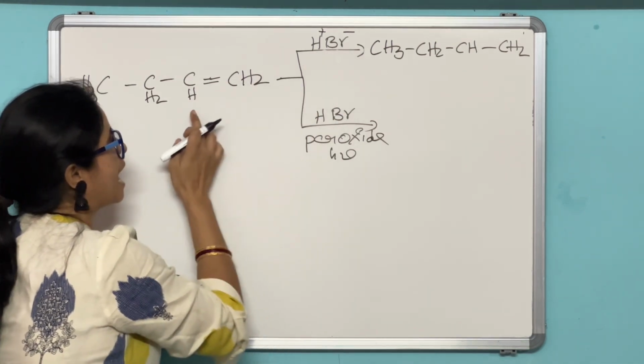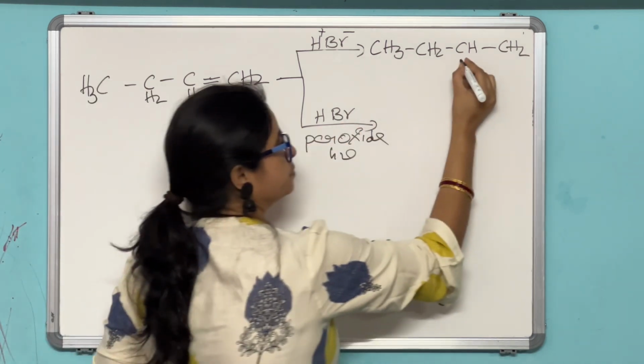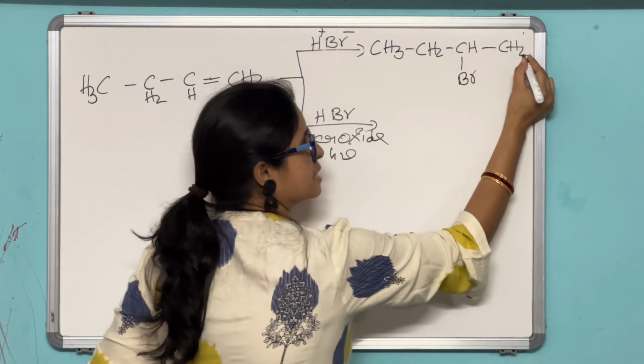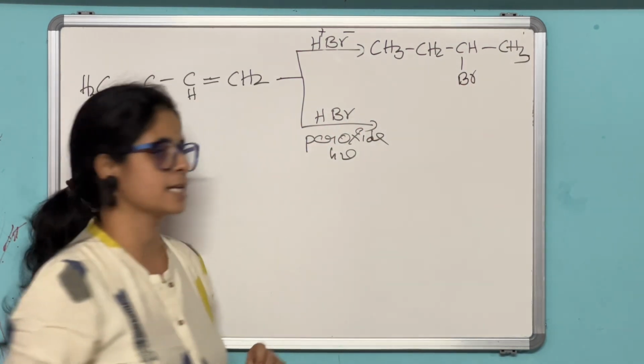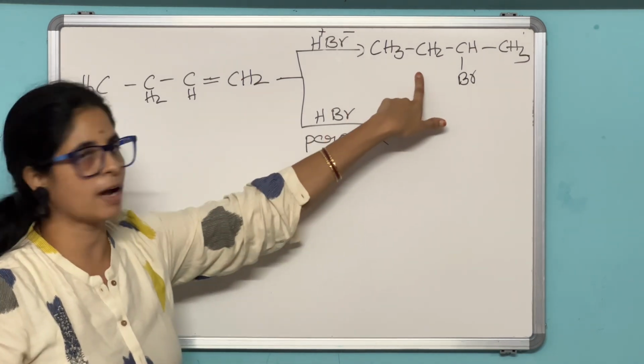So Br is added to this one, and hydrogen is added to this one. So it will become CH3. That is the simple way of writing the product.